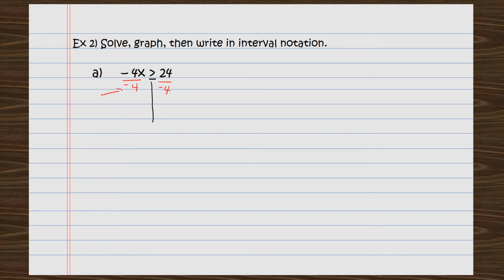But notice, what kind of number is that? Because it's negative, we just said if it's negative, it means we need to flip. It means it's going to reverse. And so my inequality is now going to be x is less than or equal to -6. For my solution, I'm now ready to graph.